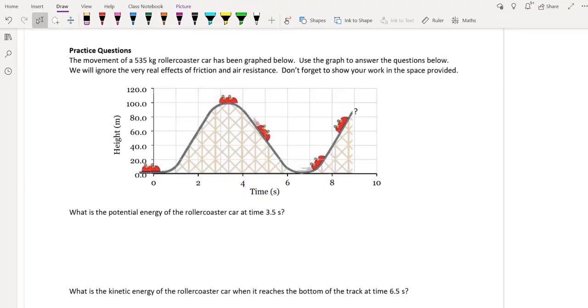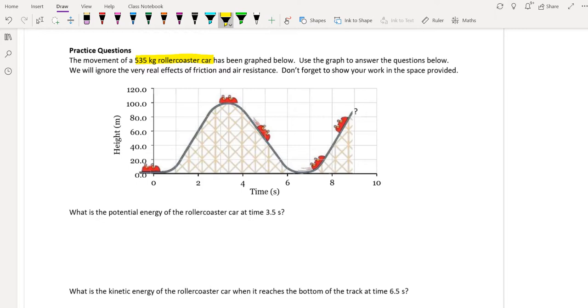In the next series of questions that I'm going to have you do, we're going to connect up all the concepts we learned about kinetic energy and potential energy and the conservation of energy all together, right? So here we have a problem of a roller coaster where we have a 535 kilogram roller coaster that's been overlaid on a graph showing its height at the various points.